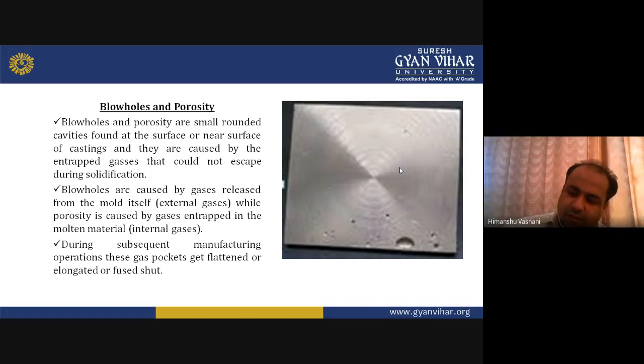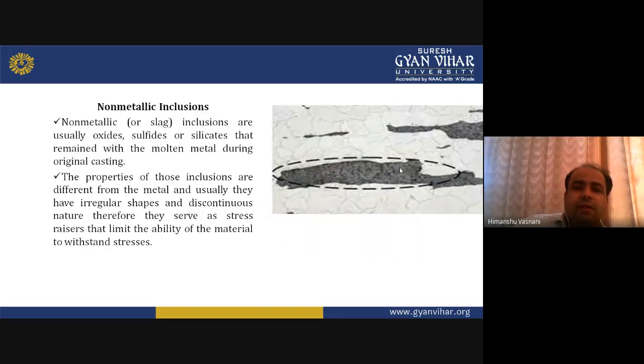And this issue is very common. Nobody can avoid it, but you can make arrangements so that such issues do not come. If your arrangements are better, then these gas pockets will readily get released and no such blowholes or porosity will come in between.